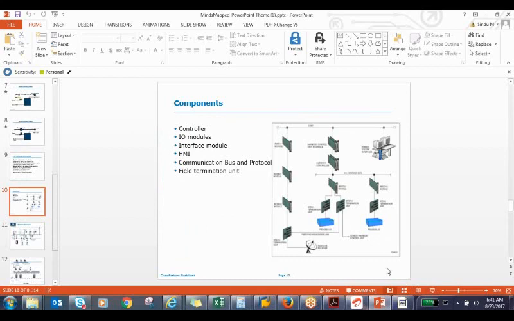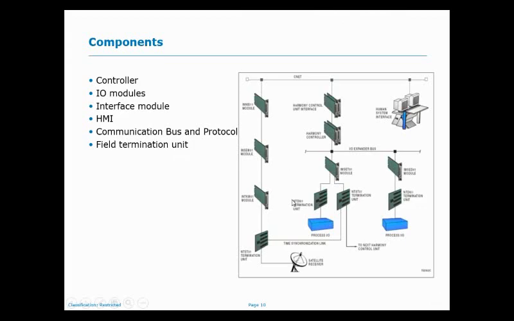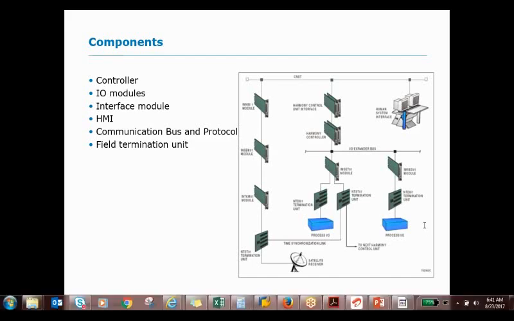Now we will see what a component is. This is the actual picture of the installation at the site. As I've told you, controller, IO modules, interface module, HMI, communication and field terminal units, these are again terminologies or the components that would come in a PLC installation. These are the industrial applications and some modules.